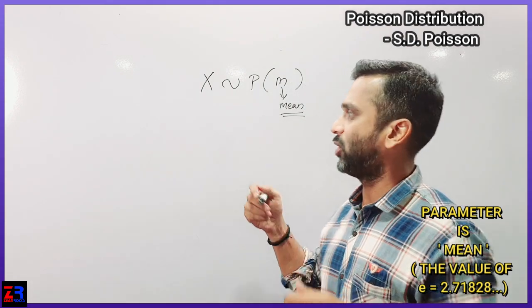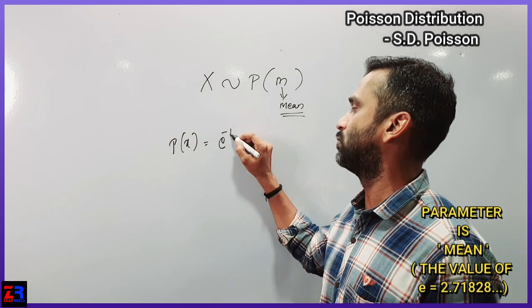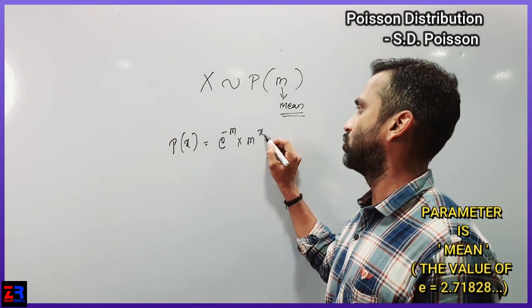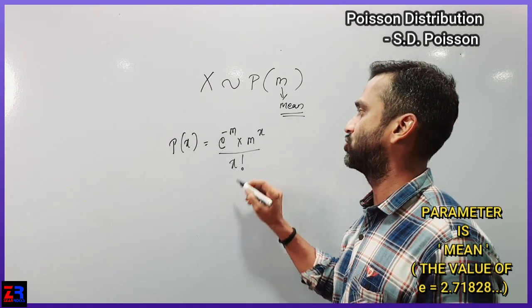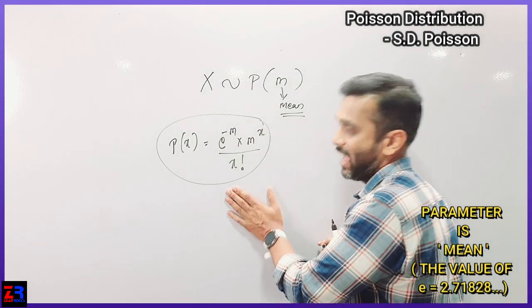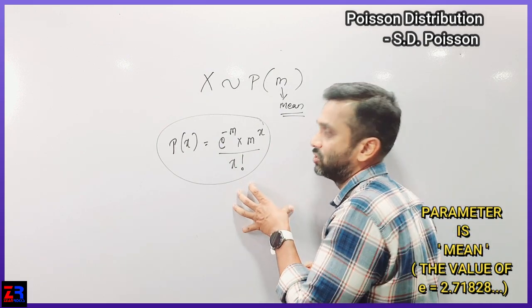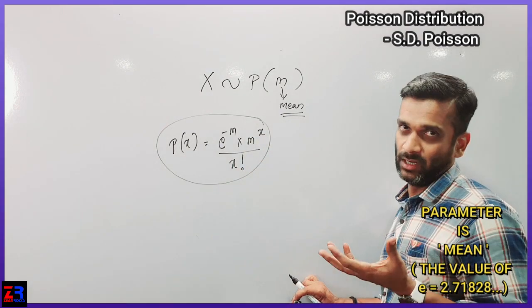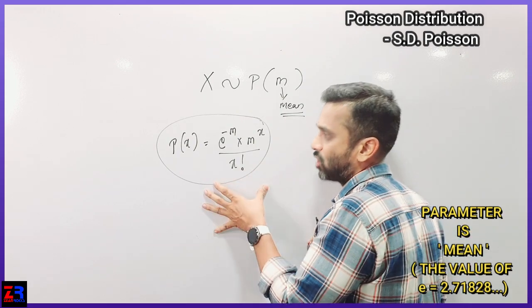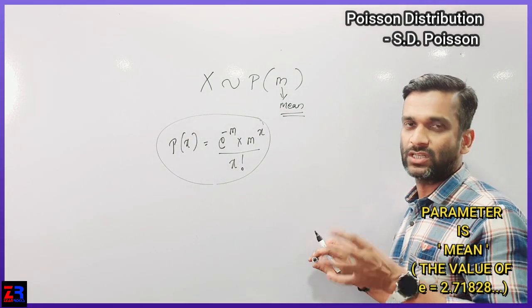The formula of Poisson distribution is probability of x is e raised to minus m, m raised to x upon x factorial. So this is the formula of Poisson distribution, and when we compare binomial and Poisson distribution, you will find Poisson distribution more comfortable to solve. More comfortably you can solve a question on Poisson distribution. So let's take an example question on Poisson distribution. Question number 1 of Poisson distribution.